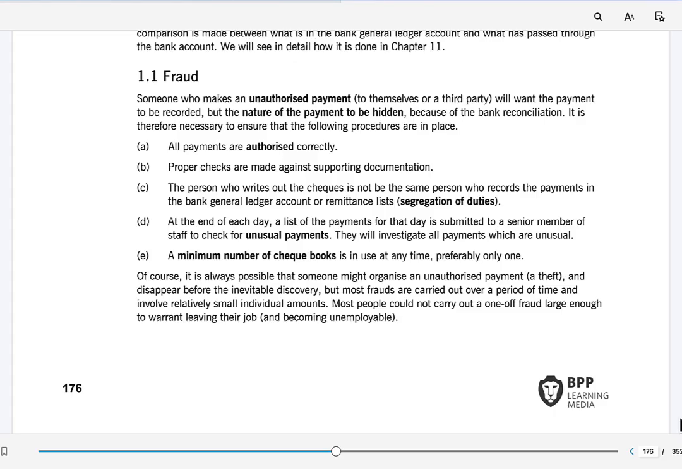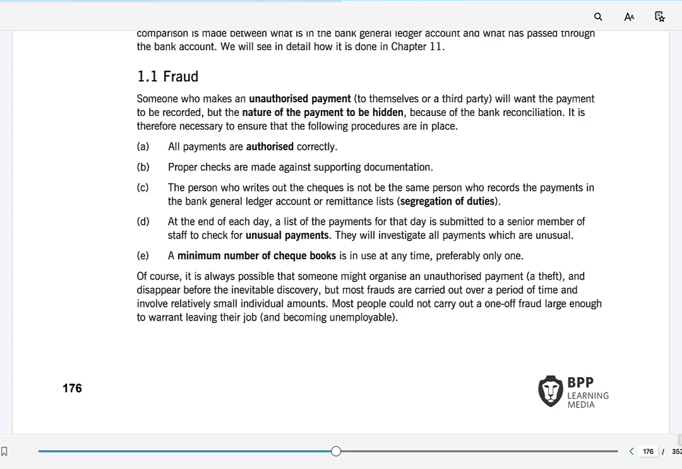Exam-focused points for Lesson 1.1. In the exam, you may be asked questions like these. Explain why fraud is a risk in recording payments. Describe controls that prevent unauthorized payments. Explain why segregation of duties is important. Explain why authorization is necessary. Explain how documentation checks reduce fraud. Explain the role of bank reconciliation in detecting fraud.